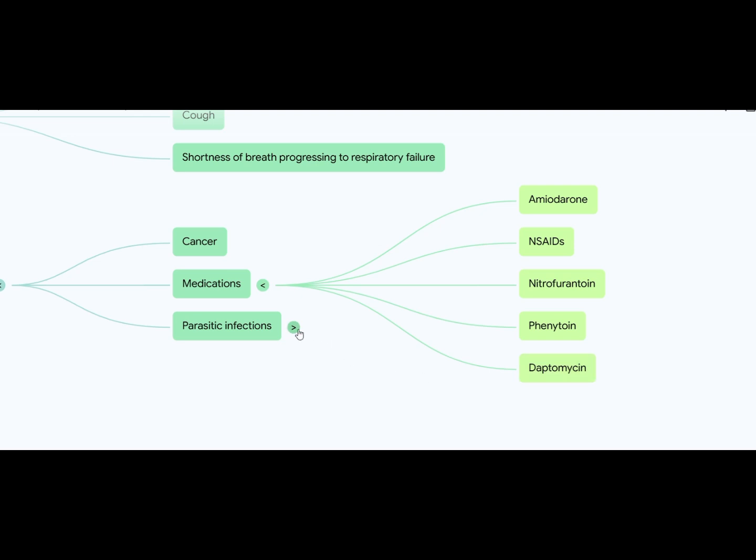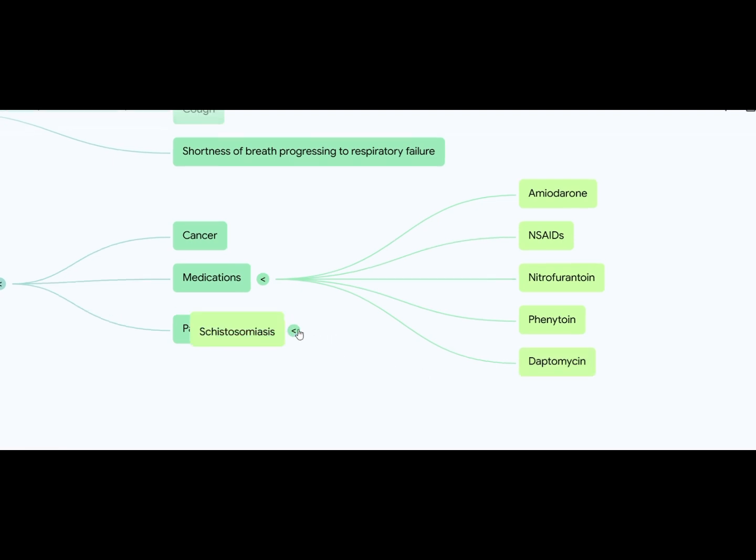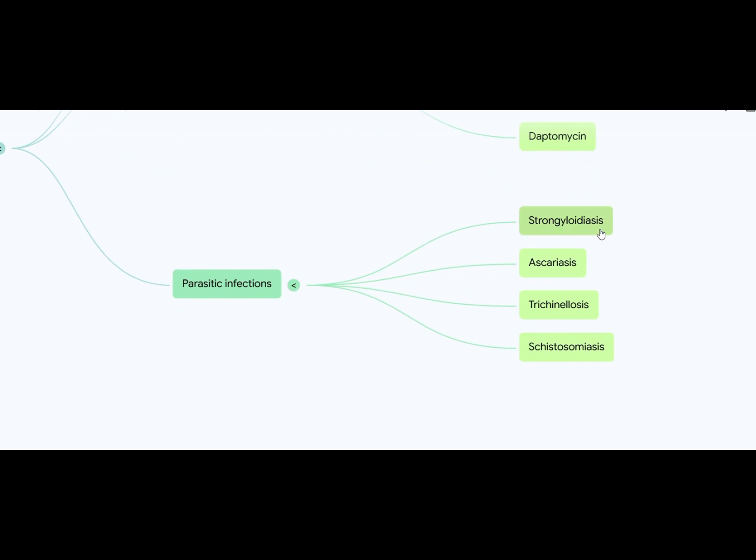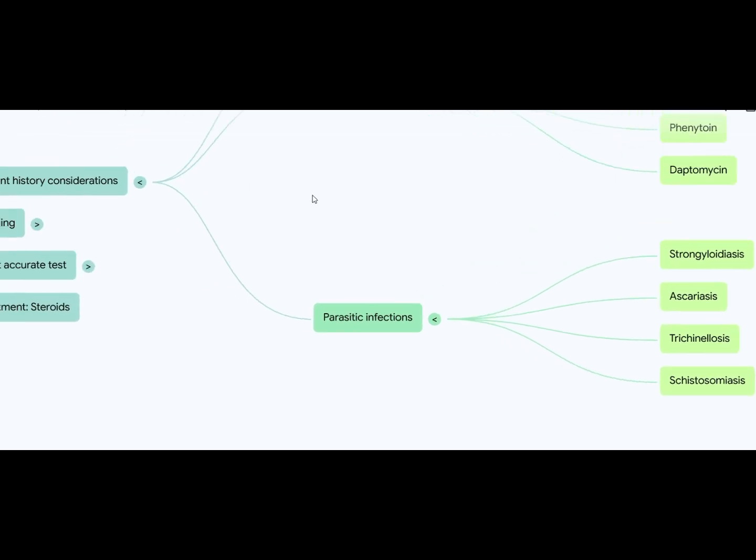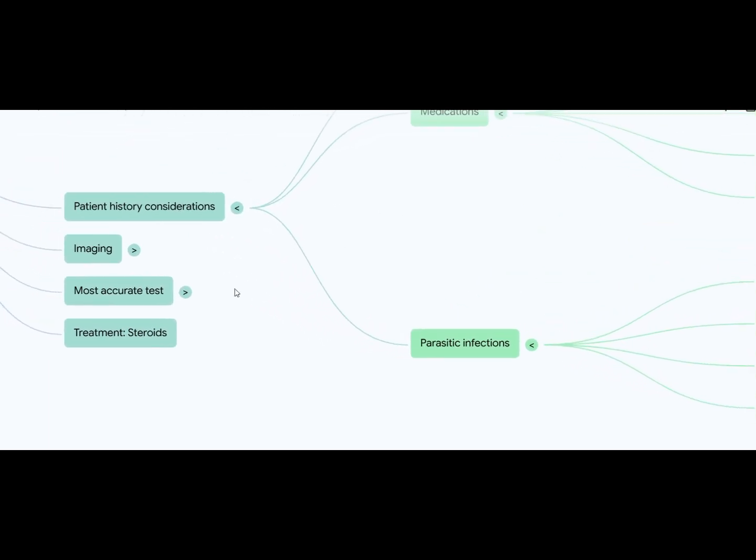It is. And another really interesting angle is parasitic infections, things you might not immediately think of, like strongyloidiasis, ascariasis, trichinosis, schistosomiasis. Parasites, wow. That really widens the net, doesn't it? How seemingly unrelated factors can point you right to the diagnosis. Exactly. It really emphasizes checking that history thoroughly.